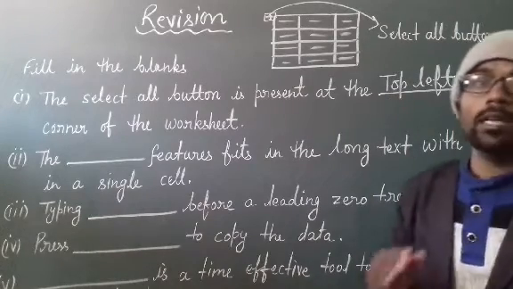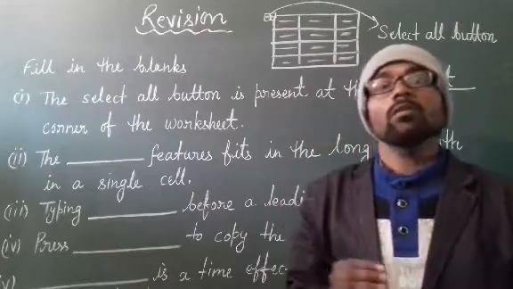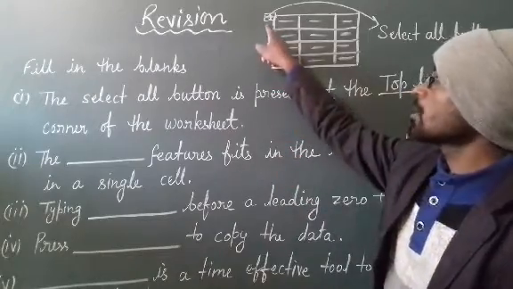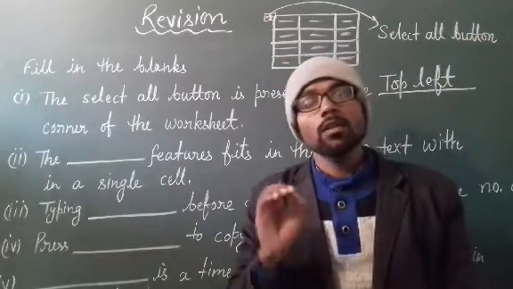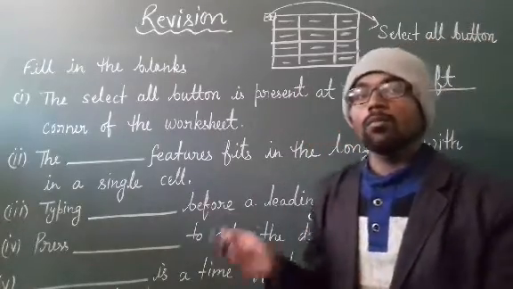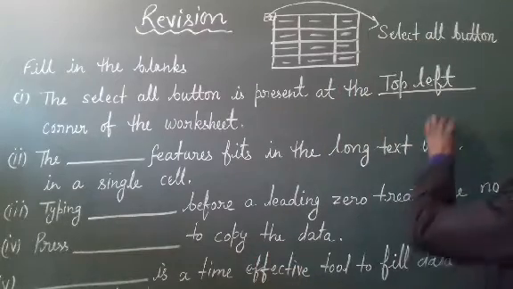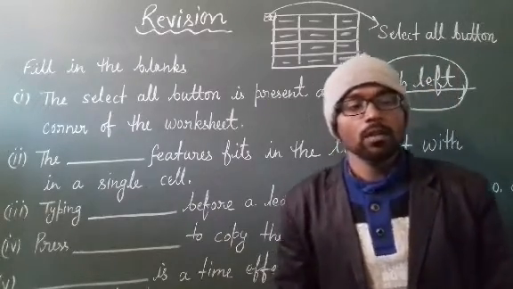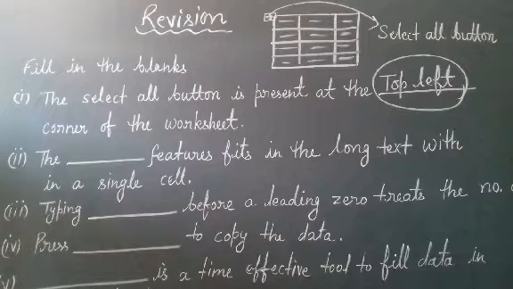Students, if you want to select the entire table in your Excel sheet, then you have to click on the select all button that is present on the top left corner of a table or worksheet. So you have to fill here top left. This is your right answer. Clear everyone? Yes, the select all button is present at the top left corner of the worksheet.